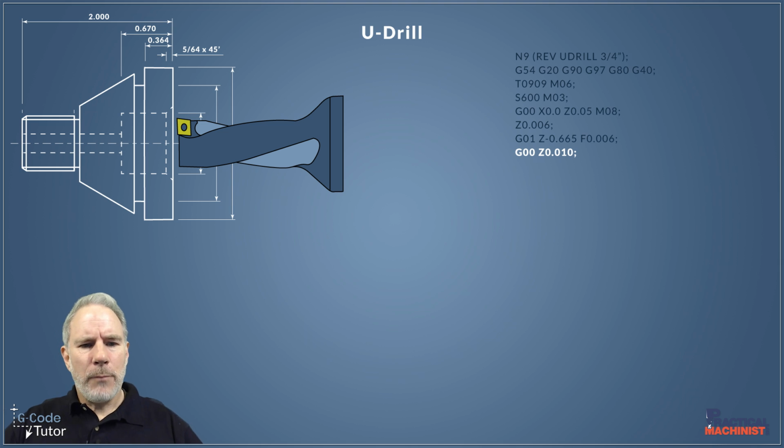Now, before we move on to the next bit, we're going to look at a little bit of maths, because what we're going to do now is use these U-drills as a rough boring bar also. In fact, they can even be used for finish bore, but I prefer to use them only for rough bore and come in with a boring bar. That gives me a little bit more control of our finish bore. Okay, so let's work out how we're going to offset this U-drill.